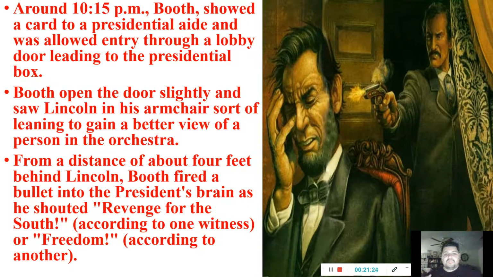So Booth goes through. Now the thing is, he knows this play. He knows when people are going to clap, when they're going to laugh, when they're going to make noises and stuff like that. So what he does, he goes to the door. He opens it slightly, and he sees Lincoln. Now Lincoln is watching the play, but he's also looking at the people. He's looking at the orchestra that's below him. And what happens is he's leaning over, and right when Booth is about 4 feet away, he takes out his Derringer gun and shoots him.